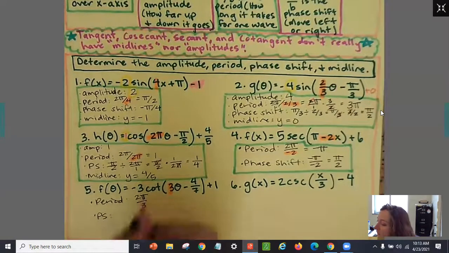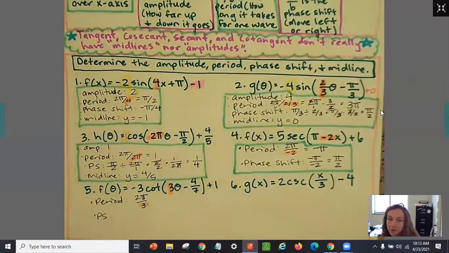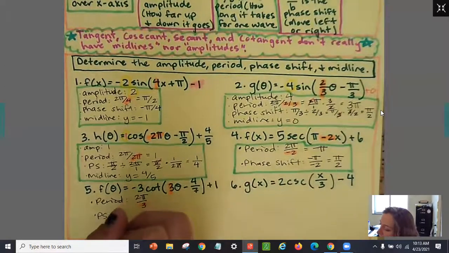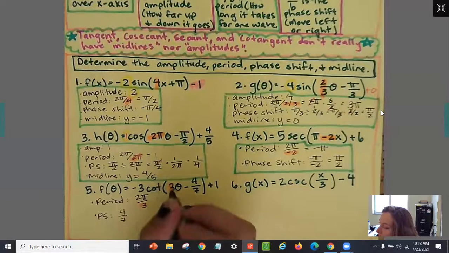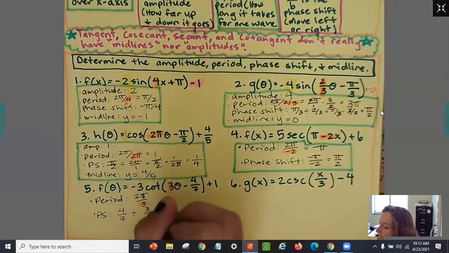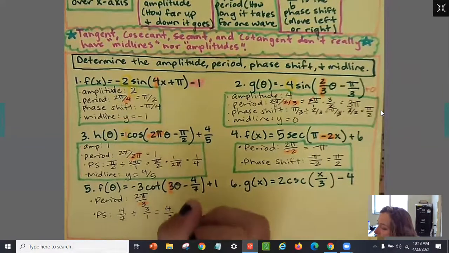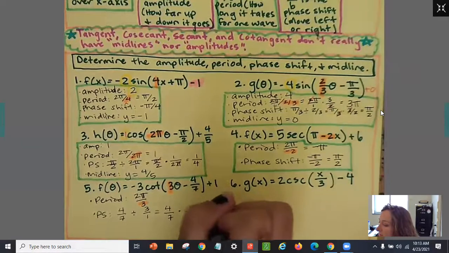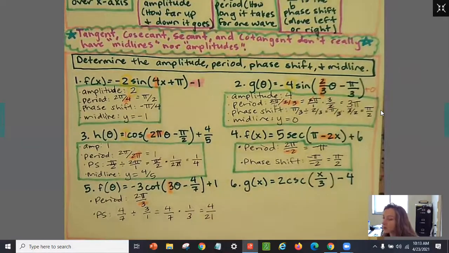For the phase shift, we're going to do negative c divided by b. Our c value is negative 4/7, so it's going to be positive 4/7 divided by our b, which is 3. So we're going to write this as 3 over 1. We're going to keep, change, flip, and multiply straight across. 4 times 1 is 4. 7 times 3 is 21. So our phase shift is 4 divided by 21.